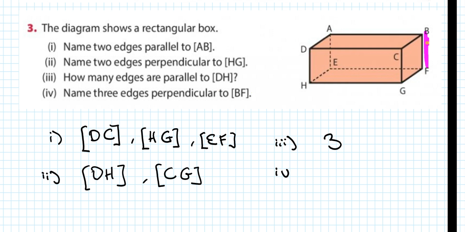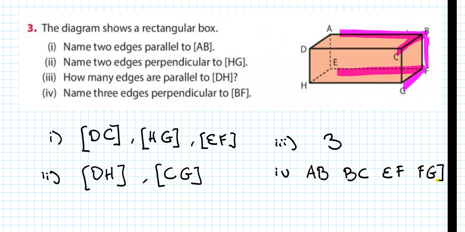And name three edges that are perpendicular to BF. So BF is here. Perpendicular to BF could be this one, this one, this one, or this one. So what's that? AB, BC, EF, or FG.